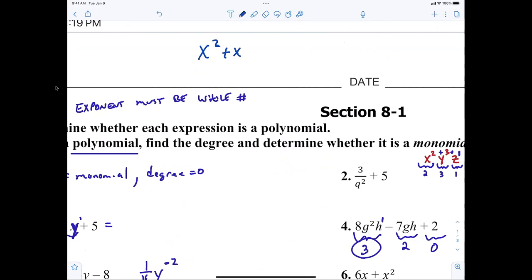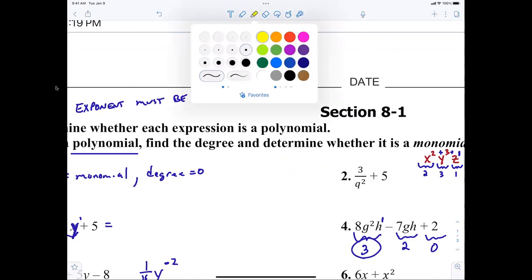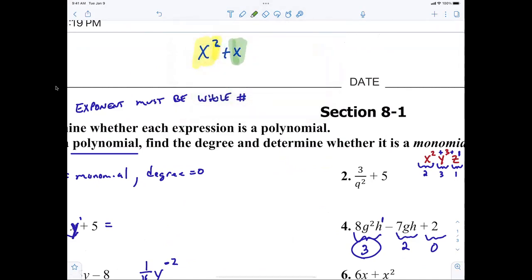The only thing you can add to x squareds are what? X squareds. The only thing you can add to x's are what? X's. That's it. Can I multiply x squared times x? Yes. X squared times x is equal to x to the 3rd. Wait, so when you do x squared plus x squared, it's 2x squared.